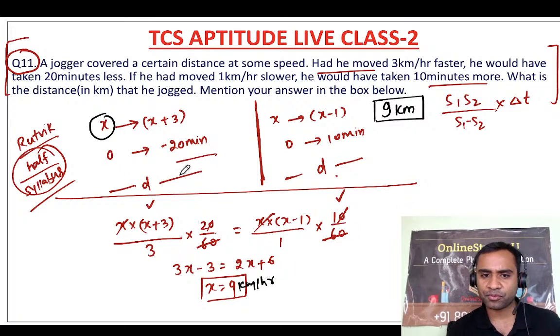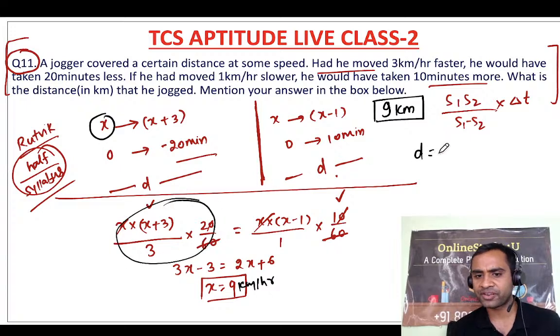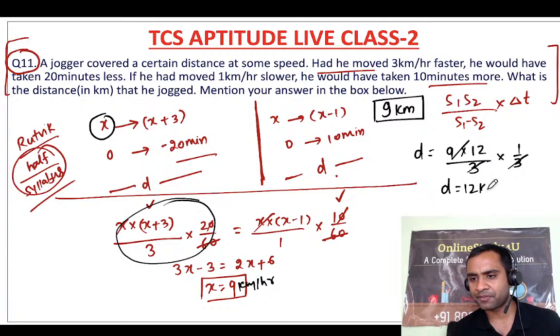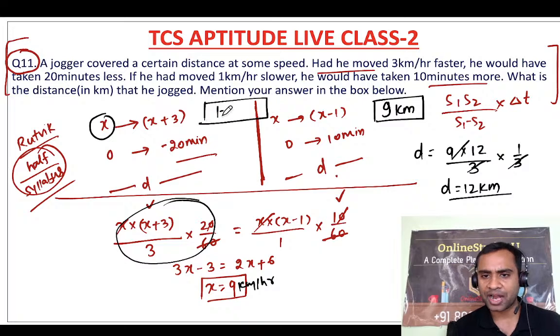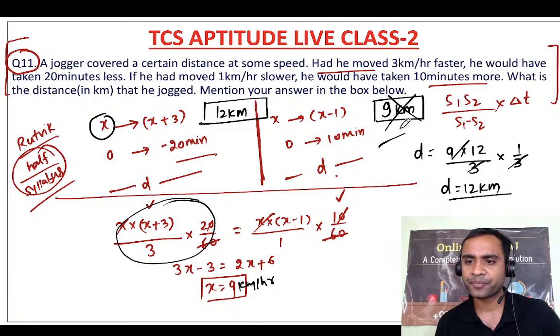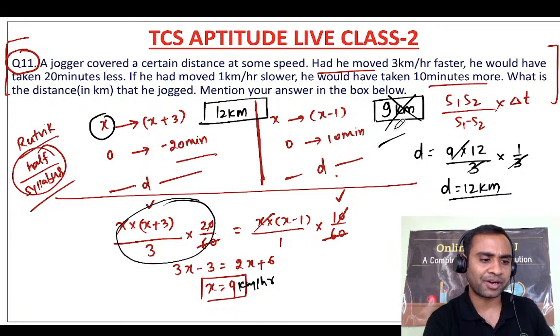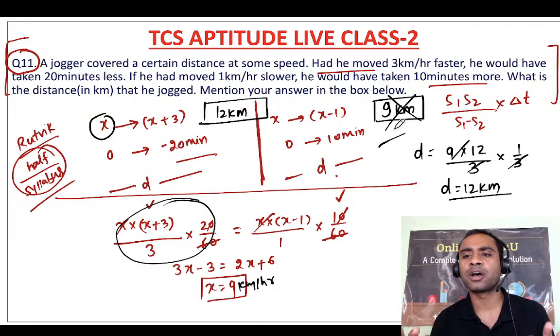Now we have to calculate the distance. So use this particular equation. x is 9, so 9 into 9 plus 3 is 12, divided by 3 into 20 by 60, that means 1 by 3. So 3 into 3 is 9, and D will become 12 kilometer. So in the box you had to put 12 kilometer, not 9, because what we have got here is nothing but speed, not the distance.